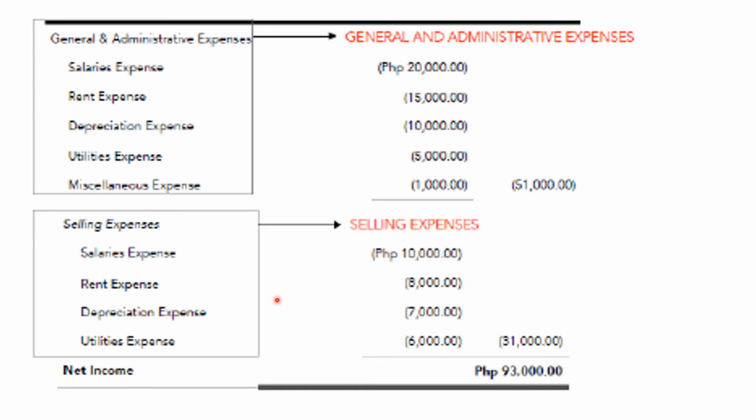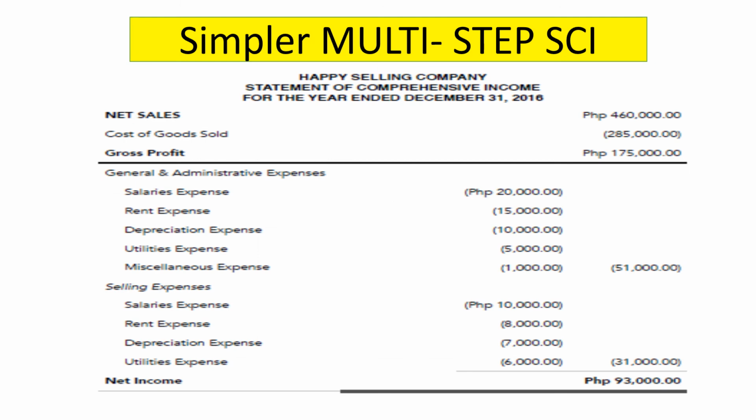So 82,000 will be subtracted to the gross profit so that we can get the net income. So the gross profit less the expenses will generate a net income of 93,000. Okay, we have to remember if it generates a positive result, we call it net income. But if it is going to generate a negative result, we will call it net loss.